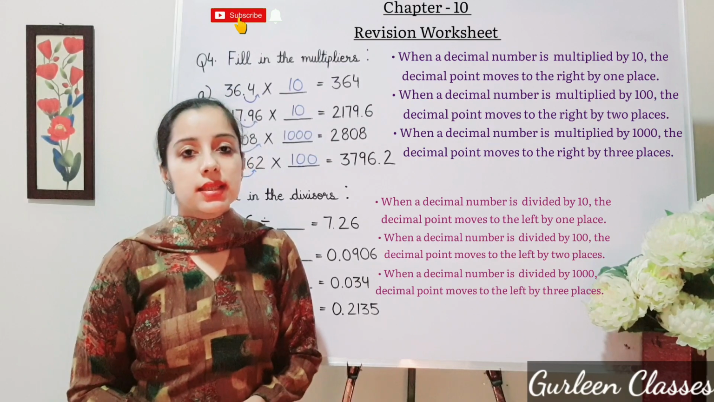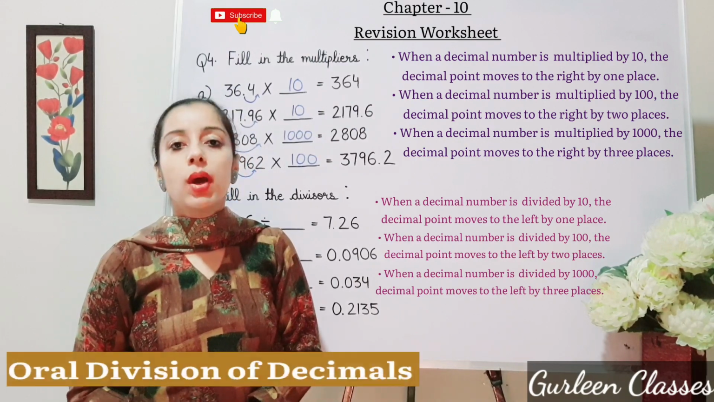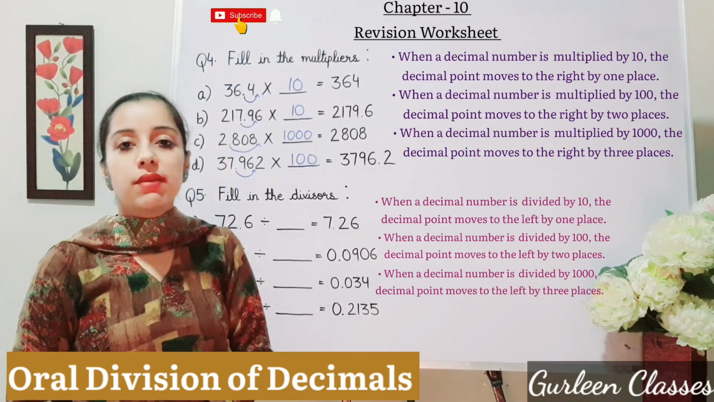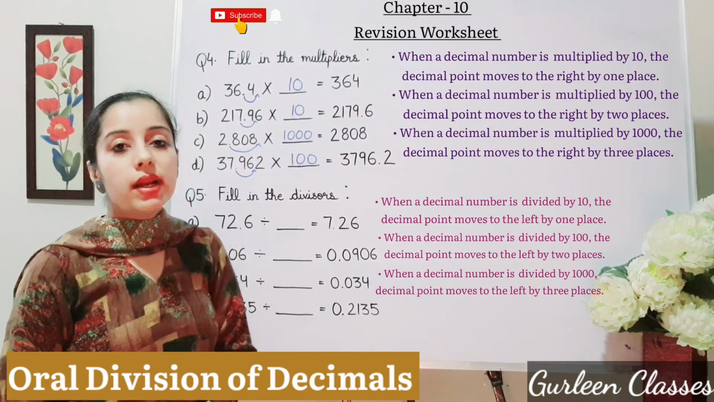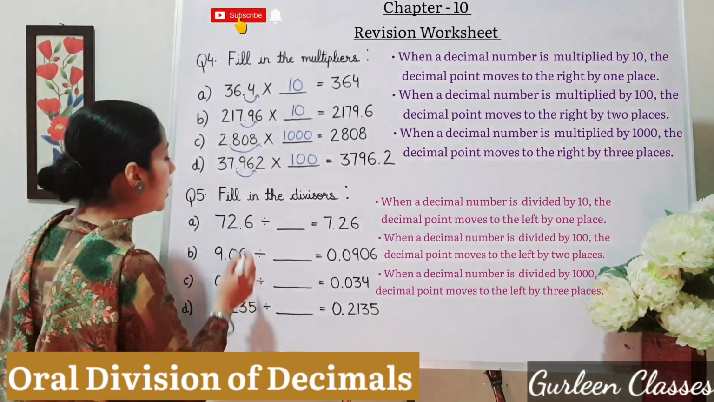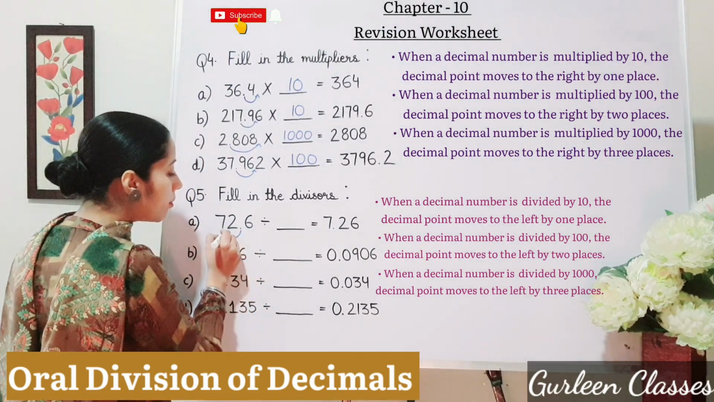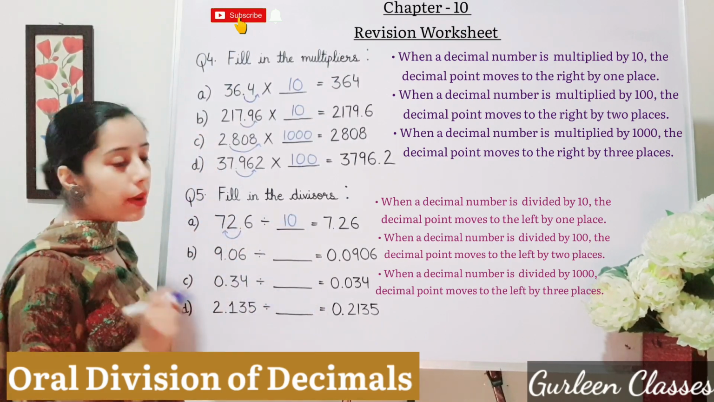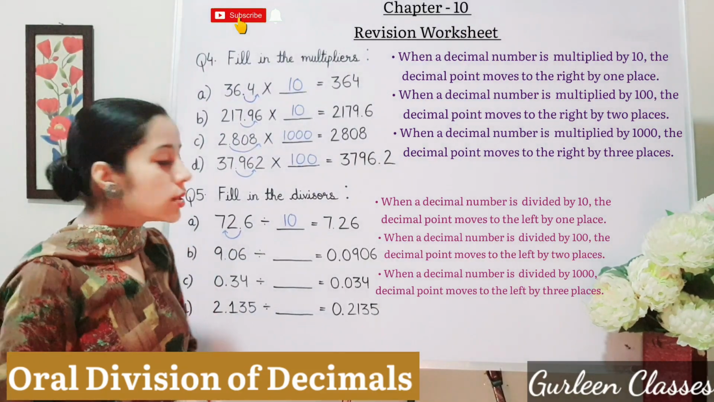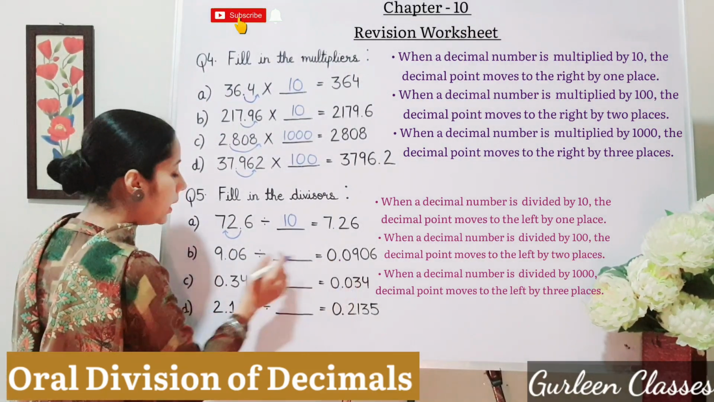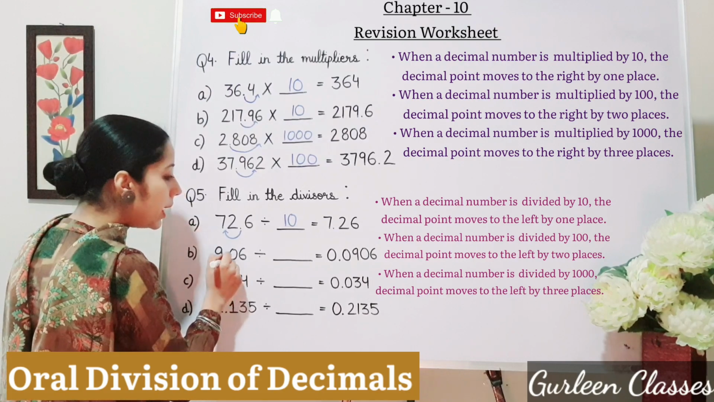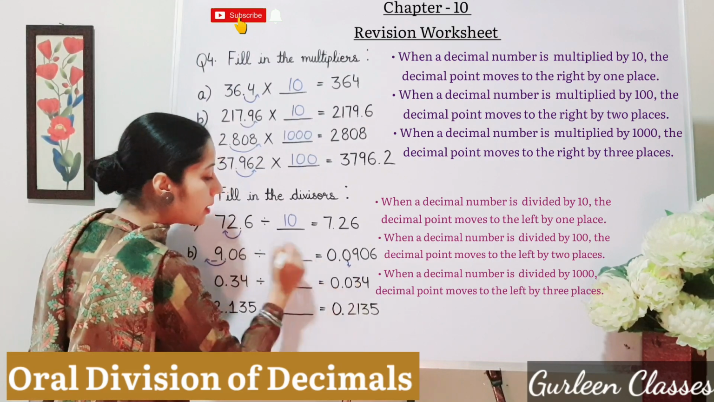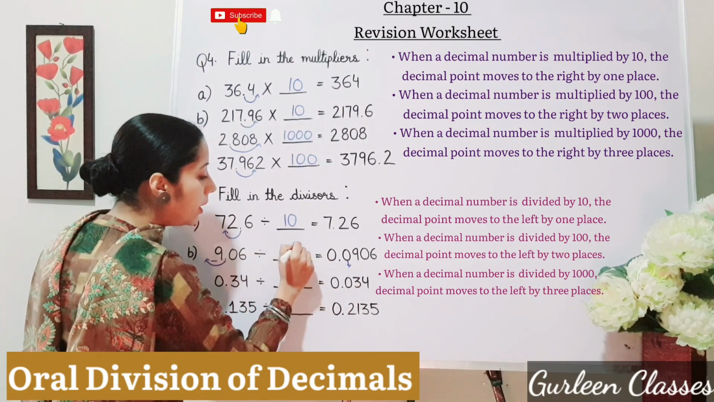Now question number 5. Fill in the divisors. These questions are based on oral division of decimals. A bar, 72.6 divided by dash is equal to 7.26. Here the decimal point moves to the left by 1 place. So divide by 10. B bar, 9.06. Here the decimal point is between 9 and 0. It moved to the right by 2 places. As here 1 0 is added, so it will be divided by 100.